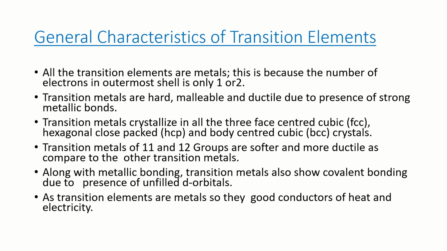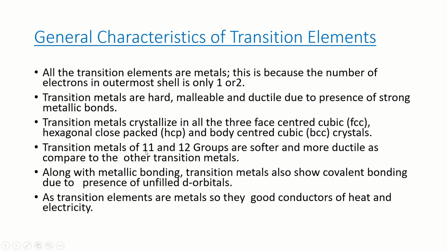Now, general characteristics of transition elements. All the transition elements are metals. This is because the number of electrons in the outermost shell is only 1 or 2. The transition metals are hard, malleable and ductile due to the presence of strong metallic bonds. Transition metals crystallize in FCC, HCP and BCC structures.